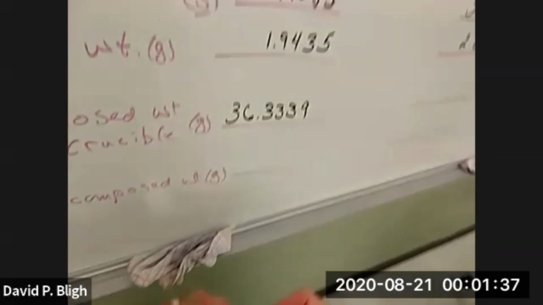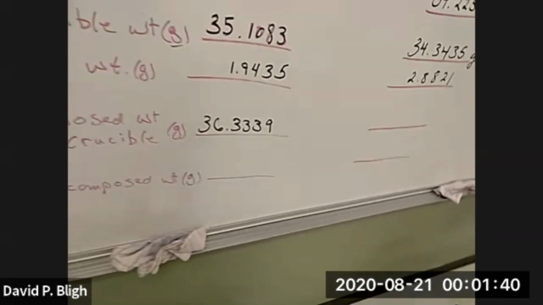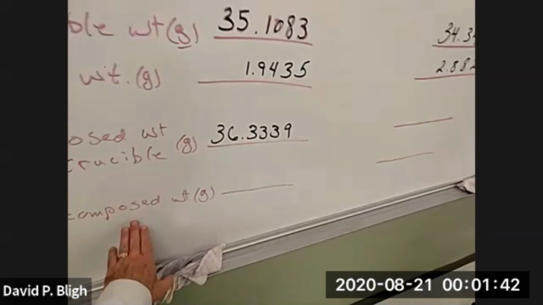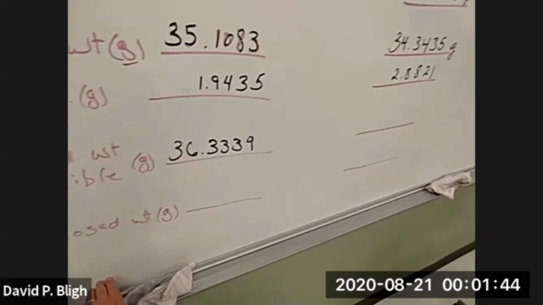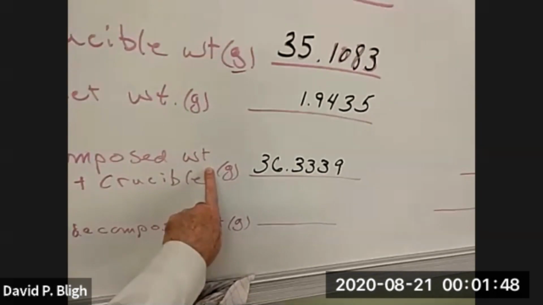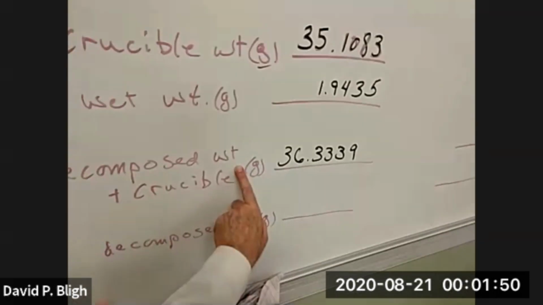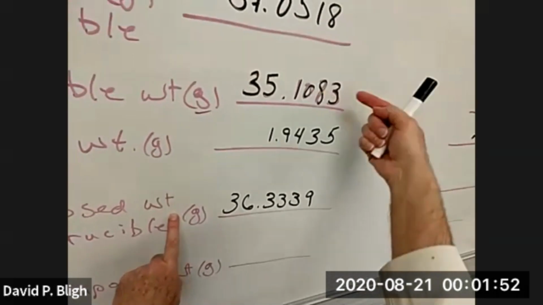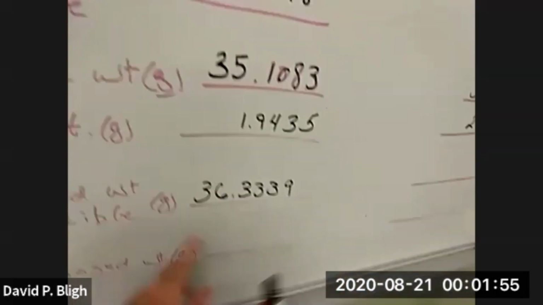Okay. Now, how much does the product inside the crucible weigh? This has the product in it, so we need to subtract out the crucible weight. So here's the crucible weight. Subtract this from that. Can I do that in my head?